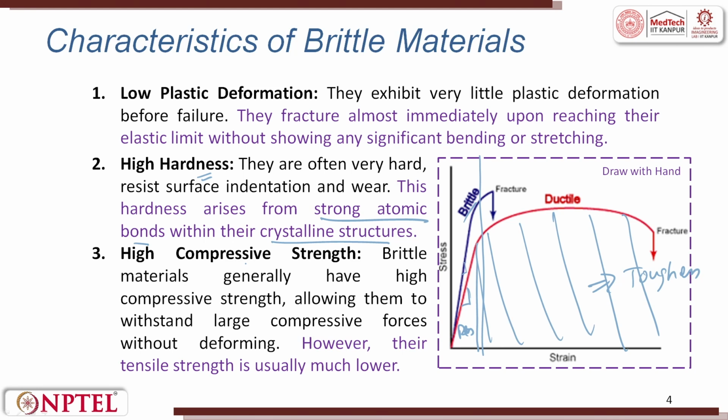High compressive strength: brittle materials generally have a very high compressive strength, allowing them to withstand large compressive forces without deforming. When you look at cutting tools, there will be a lot of load on top of the tool, so there will be compressive load. When the chip moves, it gives a lot of compressive load. Under compressive load, the cracks cannot grow, so the ceramic or glass material can withstand very high compressive load. However, with a very little tensile load, it just shatters.